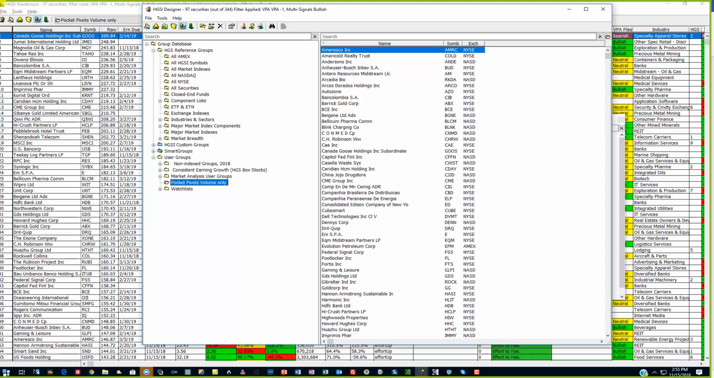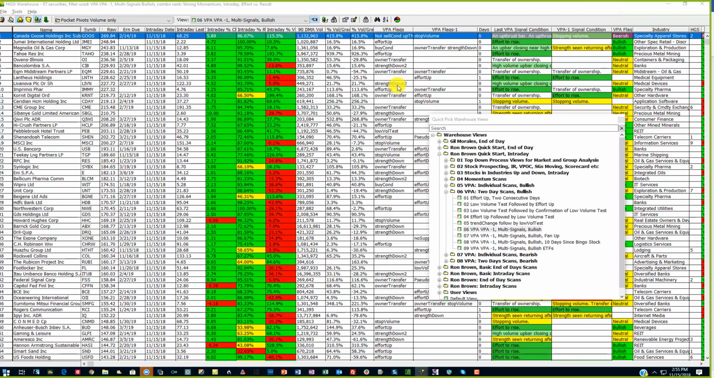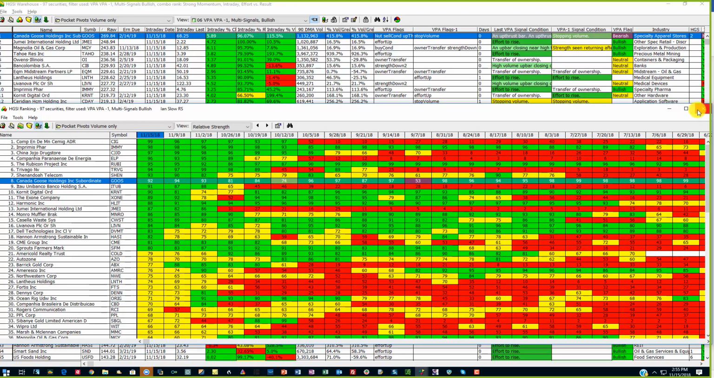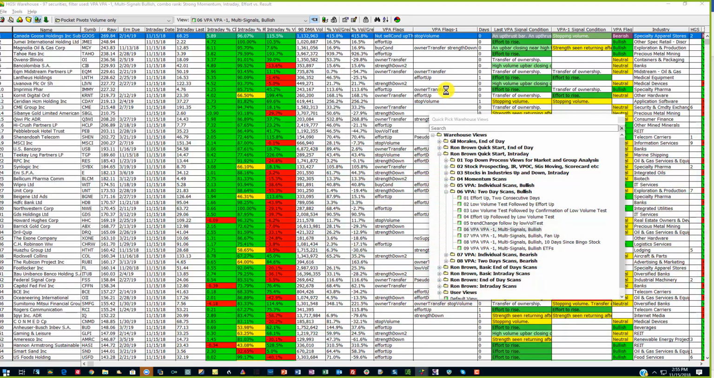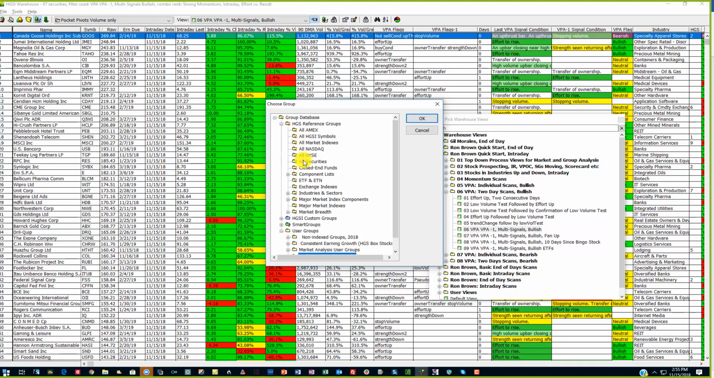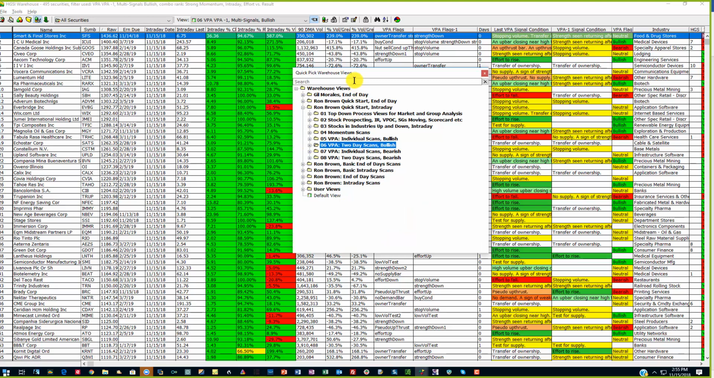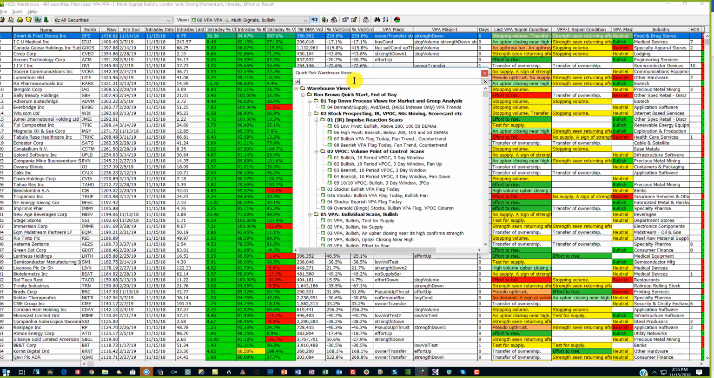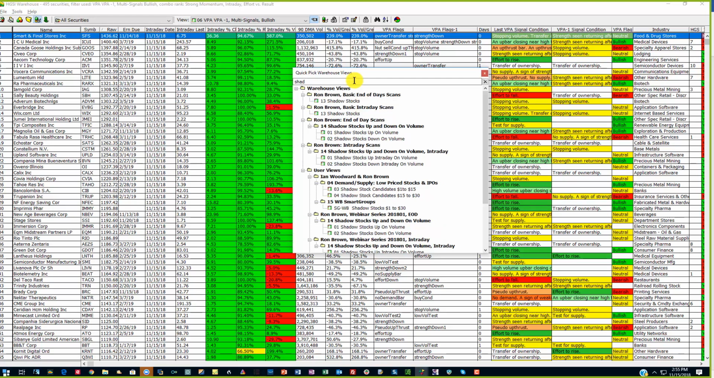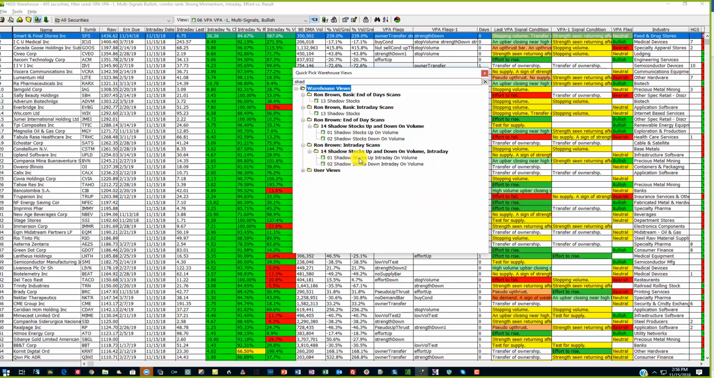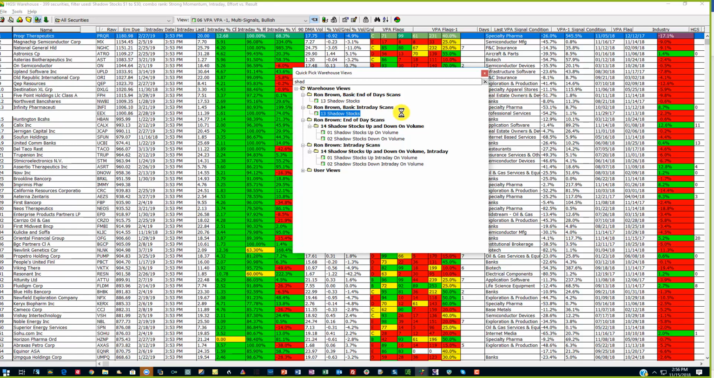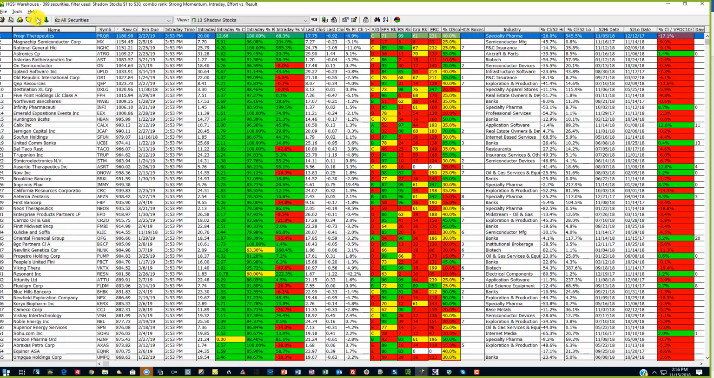I'm going to go into all securities. I didn't want to do that. I'm going to choose my group. And I've had a shadow stocks smart group for a long time. What I did is just type in shadow stocks and look under Ron Brown. Here's up on volume, down on volume, and then in basic, just go into the basic end of day or intraday and click on shadow stocks. And what are shadow stocks?